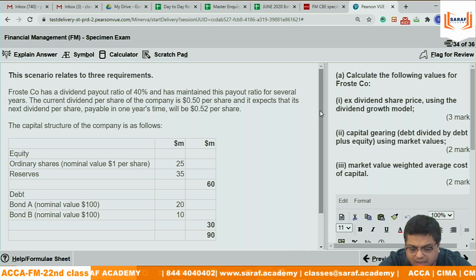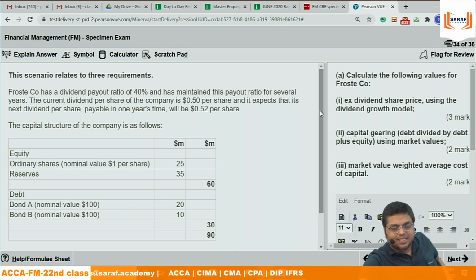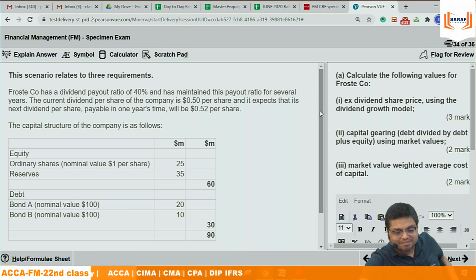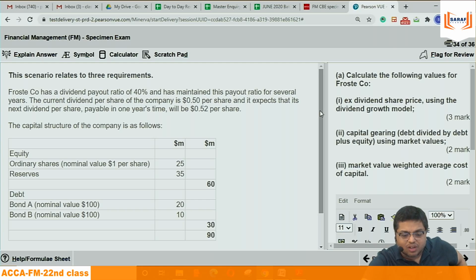No. We can't take ROE as 12.4%. We can't take. Since the data is given, we need to check what they have done. I am liking what Mahinder and Shruti are saying. We have to do that only. What is the growth in dividend? 0.02 divided by 0.5 into 100, 4%. Let's see what they have done.